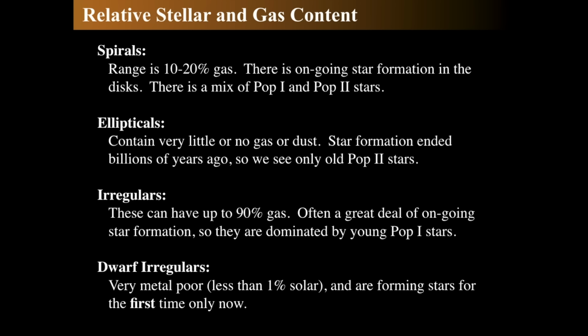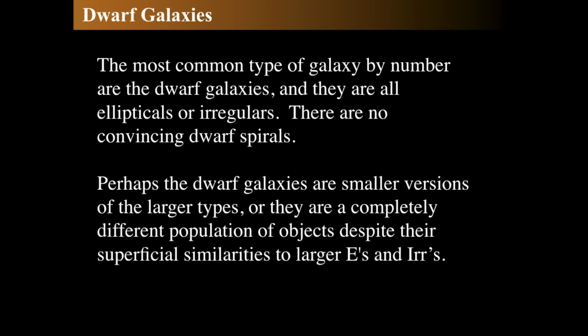And dwarf ellipticals, they're very, very, very metal poor. And so they may very well be, because of their low mass and small size, just finally getting to the point where star formation can begin since their formation over 12 billion years ago. So that's really interesting. Dwarf galaxies are most common in the universe by number, but not by mass. All of these are either small ellipticals or tiny irregulars. There are no spiral dwarfs, meaning little tiny dwarf galaxies.